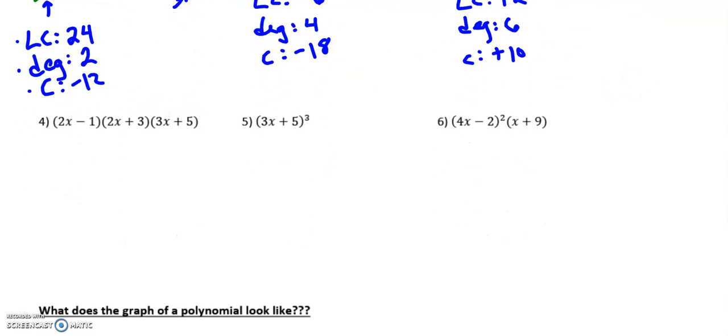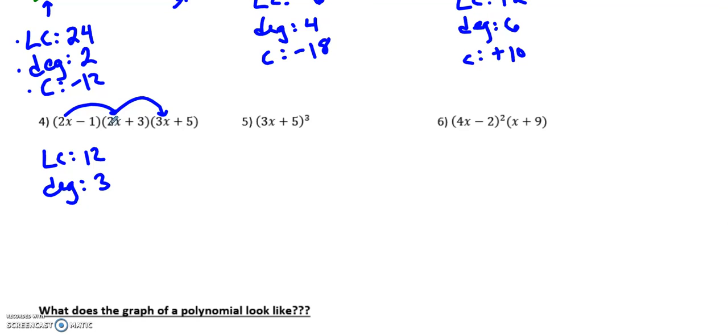This gets a little bit more complicated when I get down here and I have 3 binomials times each other. But what I'm going to do is realize that if I were to FOIL this all out, eventually I'd just be taking all 3 of the first terms times each other to get the leading coefficient and the degree. So if I take 2x times 2x times 3x, that gives me 12x to the third. So my leading coefficient is 12, and the degree is 3.